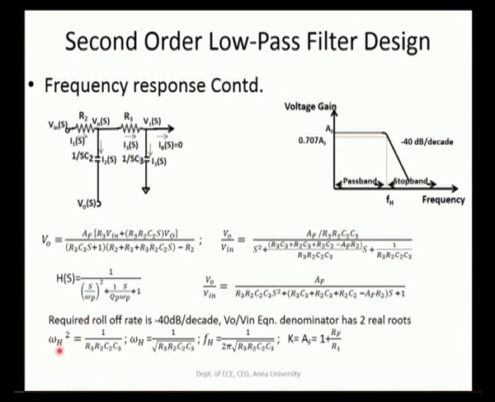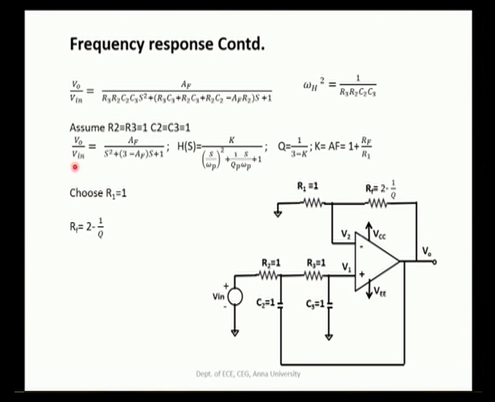In this case it is omega h. So this omega h squared is given by 1 by R3 R2 C2 C3, and omega h, the 3 dB cutoff frequency, is given by this. Here AF is this non-inverting amplifier gain, where AF is given by 1 plus RF by R1. The denominator polynomial will have 2 real roots, since it should have minus 40 dB per decade, and the cutoff frequency is given by this. This is a form that we have seen in the previous section.